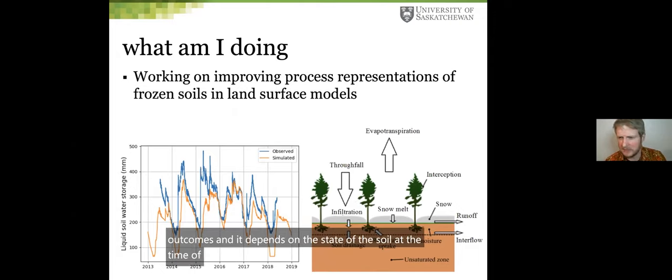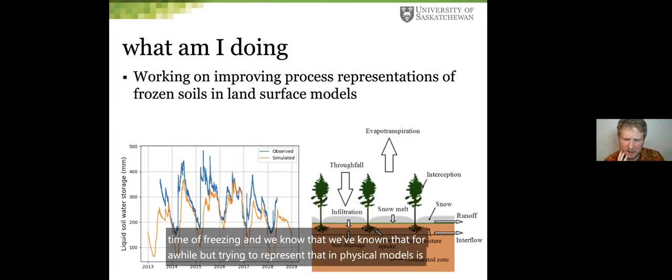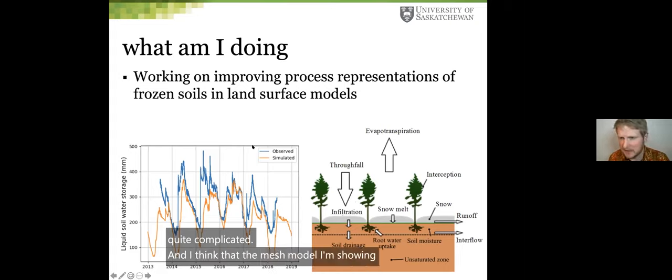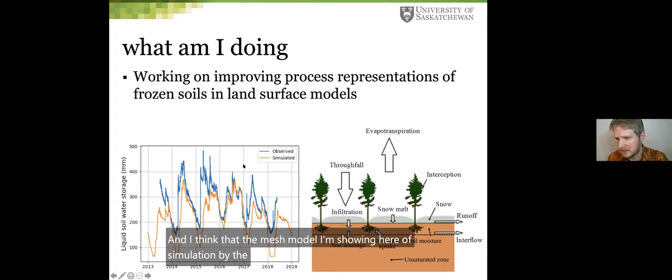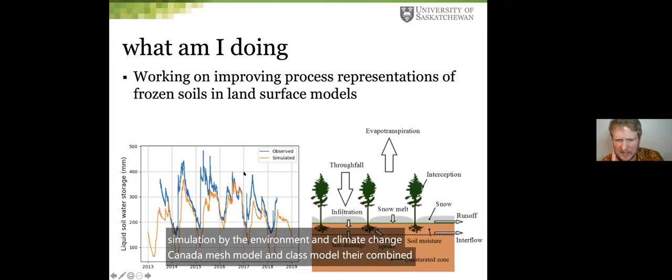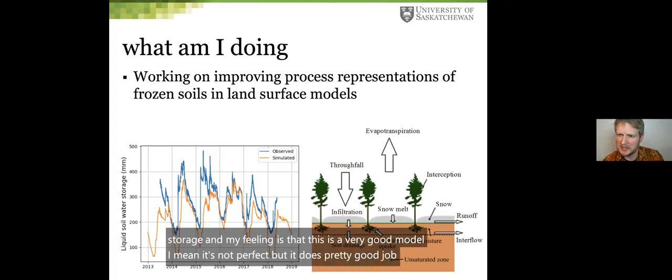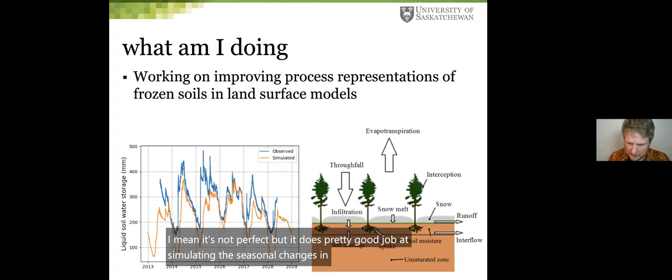And we've known that for a while, but trying to represent that in physical models is quite complicated. And I think that the MESH model, I'm showing here a simulation by the Environment and Climate Change Canada MESH model and CLASS model, combined together, that's simulating the change in soil moisture storage. And my feeling is that this is a very good model. I mean, it's not perfect, but it does a pretty good job at simulating the seasonal changes in soil storage. And so it could be quite useful if we're thinking about agricultural applications.